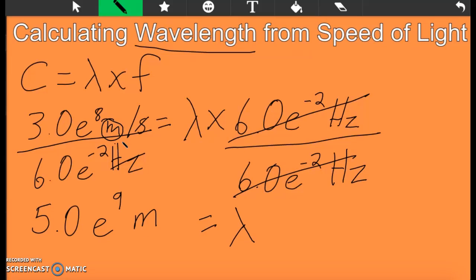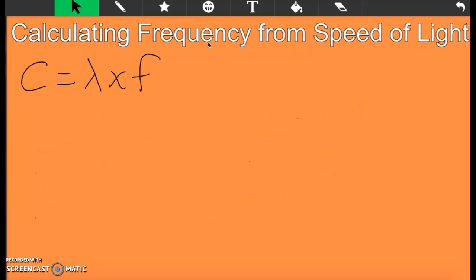So you have to include your unit. 5.0 e to the 9th is not a length, it's not a wavelength. It has to have your meters in there. That's our lambda. It was running kind of long, so we're only going to do one frequency example, but it's the exact same process we just did for finding a wavelength. We're just changing our units.